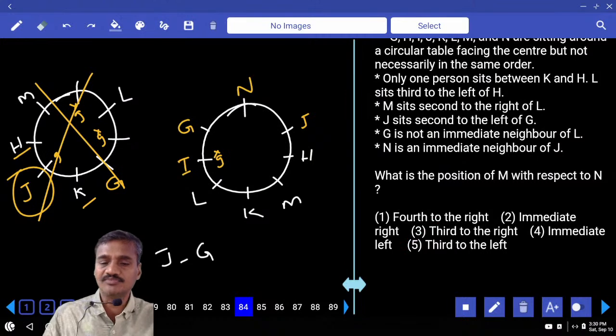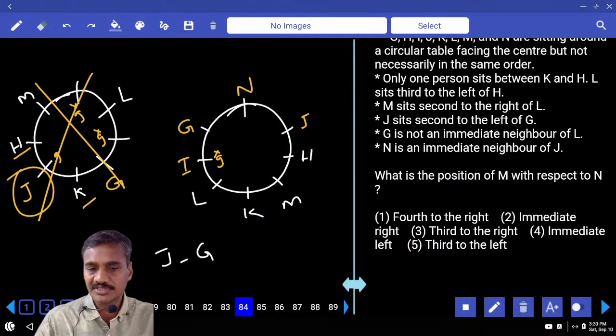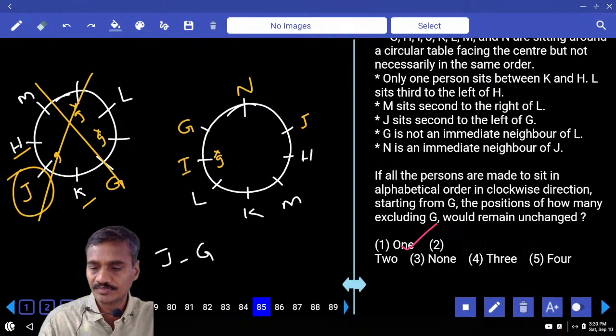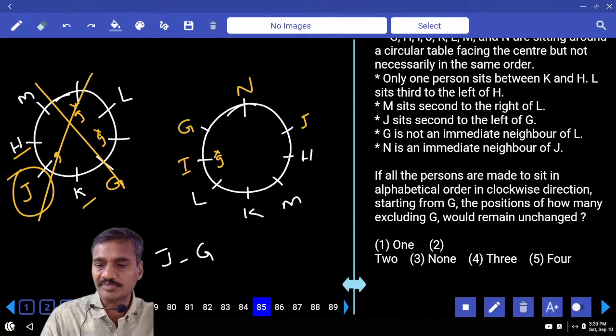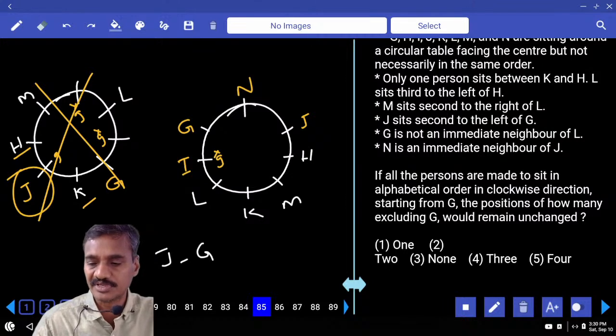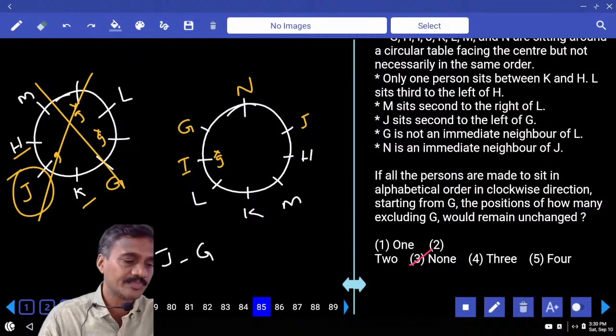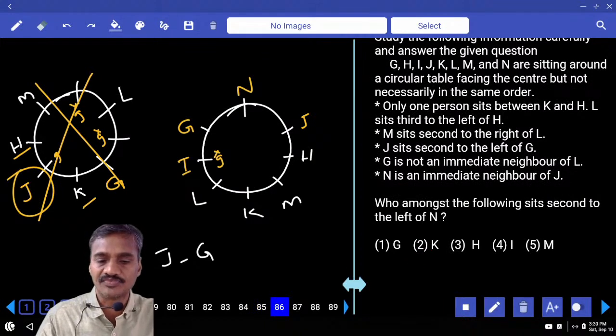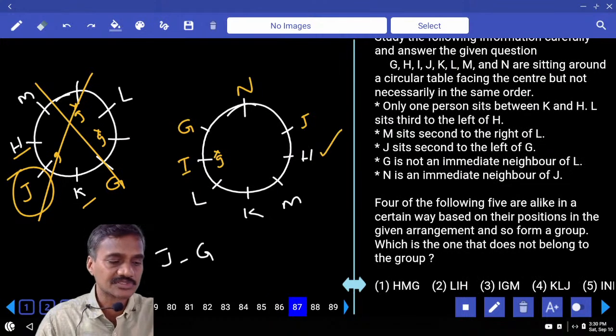What is the position of M with respect to N? M is third to the left or fifth to the right. Third to the left or fifth to the right, what is given? Choice 5, 84. And if all the alphabets are made to sit in alphabetic order clockwise starting from G, and H, I, J, K, L, M, N, none of the persons remain at the same place, that is choice 3, 85. And 86, who among the following sits second to the left of N? H. H, that is choice 3, 86.